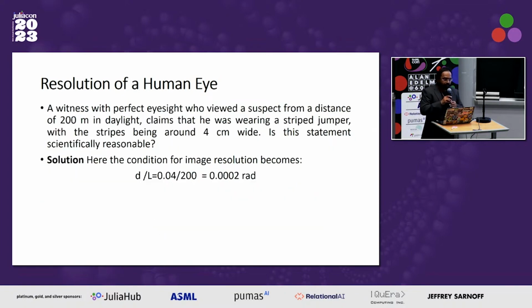So this is the problem here. A witness with perfect eyesight who viewed the suspect from a distance of 200 meters in daylight claims that he was wearing a striped jumper, with stripes being around 4 centimeters wide. Is this statement scientifically reasonable? Here the condition for the image resolution gives the result as 0.0002 radians.